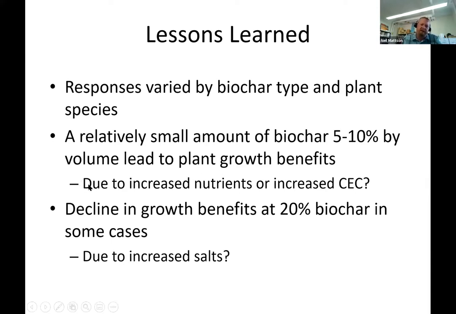And we didn't get to go in depth on the root zone nutrient status, but we would hypothesize that these growth benefits that we're seeing are either due to increased nutrients that we got from the biochar itself, or they could be due to the increased cation exchange capacity, and so the increased retention of nutrients that we had in the experiment. So in some of the growth benefits, there was a decline in those growth benefits at 20% biochar. And we hypothesized that could be due to increased salts, or like an increased EC of the root zone. EC being electrical conductivity, or a measure of the total fertilizer and non-fertilizer salts in the root zone.